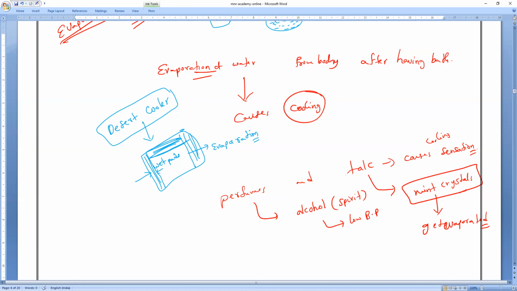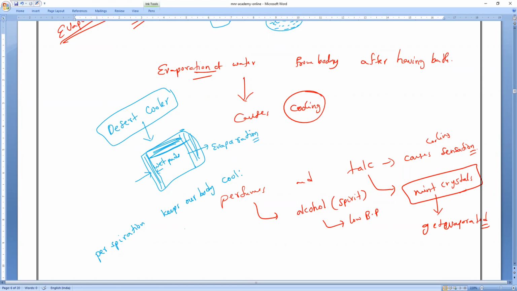Next, if you want, you can see perspiration keeps our body very, very cool. This is also a real life example. So perspiration keeps our body cool. So what do you mean by perspiration?